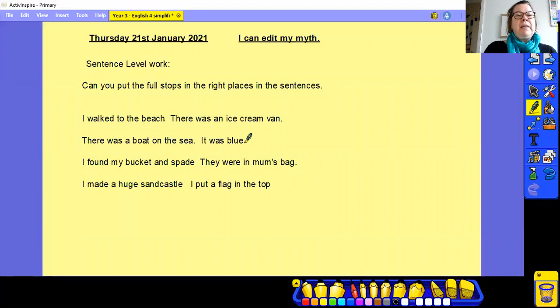I found my bucket and spade, they were in Mum's bag. So again, it goes at the end of the sentence, but we can see here that there's a capital letter. So that's the start of a new sentence. So our full stop goes here at the end of the word spade. And I made a huge sandcastle. I put a flag on the top. So again, both were missing. So there should be one after sandcastle and one after the word top. Well done.